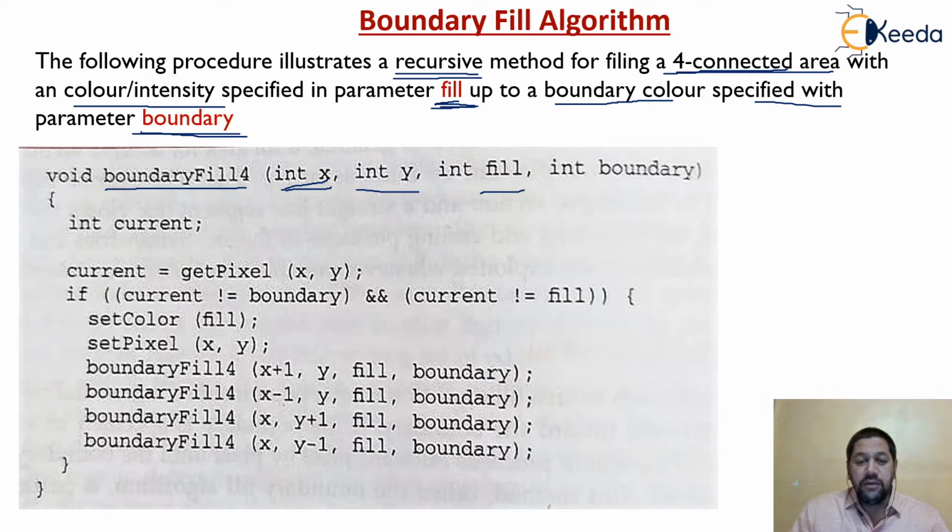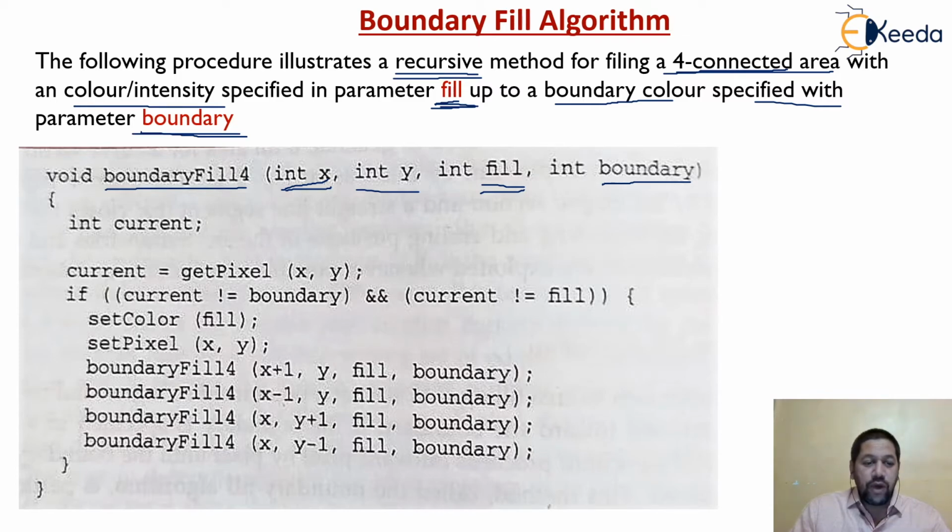Then I have to pass the fill color. I want to fill the polygon with which color, and I also have to pass the boundary color. What is the boundary of the polygon? The boundary color of the polygon should be passed in this recursive function.